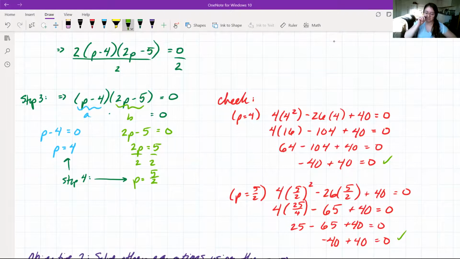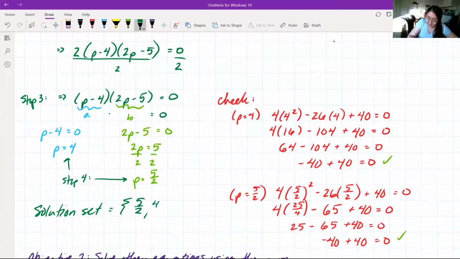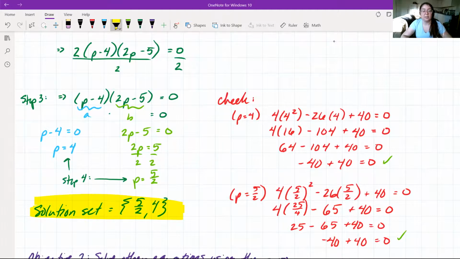Just enough room. So we checked our answers. They're both correct. So our solution set is 5 halves and 4. So you always want to check and make sure that your answers are correct.